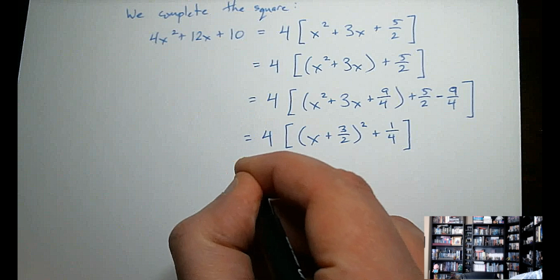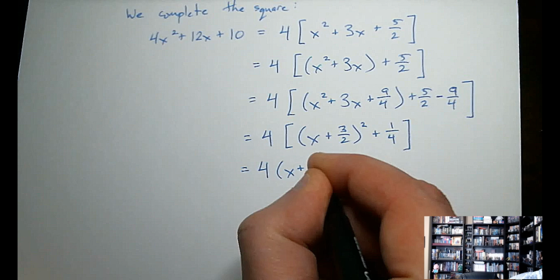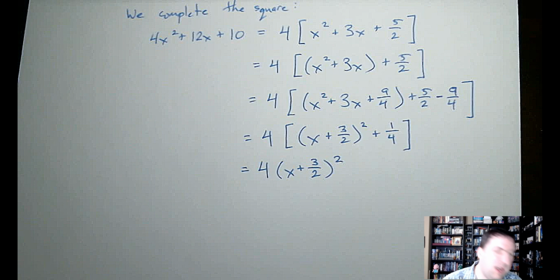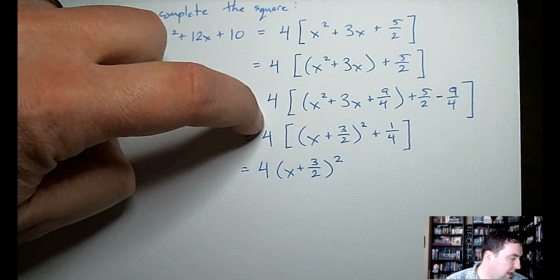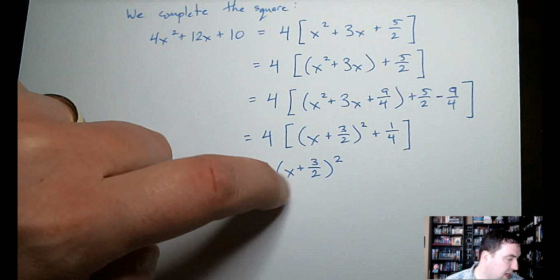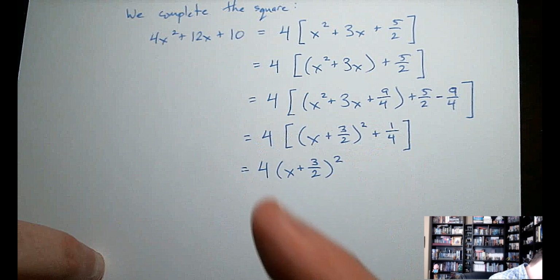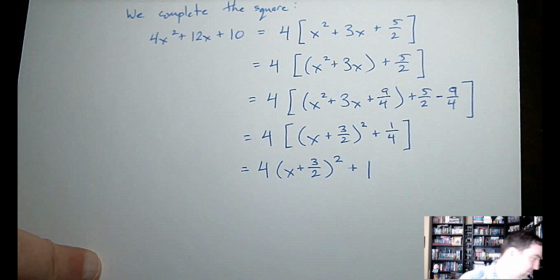Let's do this in a couple of steps. In principle, this is kind of straightforward, but I know it's one of those things that if you're not careful, it just so easily leads to mistakes. So we'll have 4 times the first term, so 4 times x plus 3 over 2 all squared, plus 4 times a quarter. 4 times a quarter is just 1. So that's nicer than a quarter.